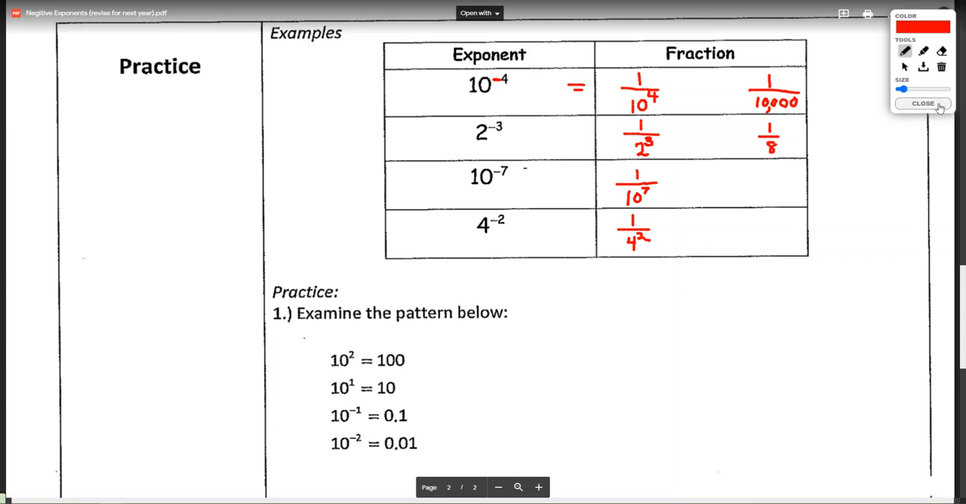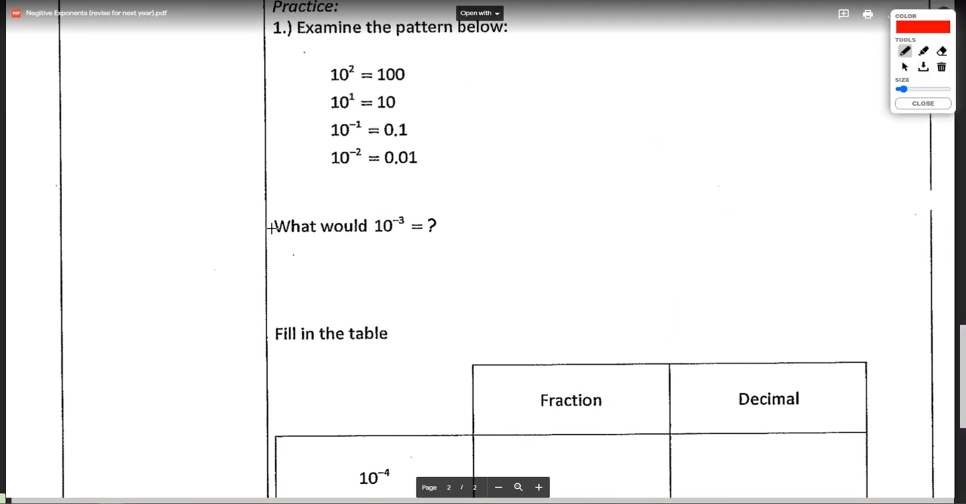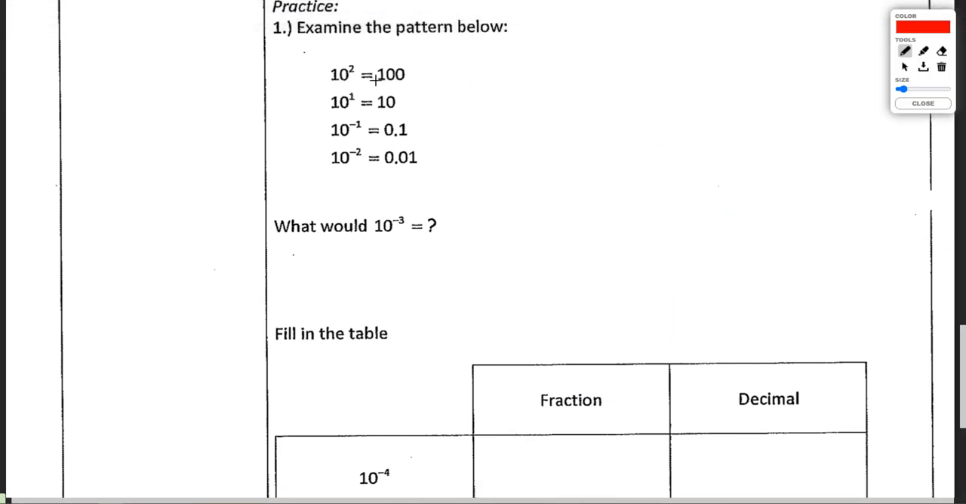Okay. Now let's look at the pattern below and try to extrapolate. So our pattern is we have 10 and 2 zeros, 10 squared, 100. 10 to the first power, 1 0 is 10. 10 to the negative first power, look, it's backwards, right? 1/10. Here it's 1/100th. So 10 to the negative third is 1/1,000th. So we're going to take 3 zeros, 1,000, write it backwards, and put a decimal in. It's 1/1000th, right? A 1 in the 1,000th place. Okay?